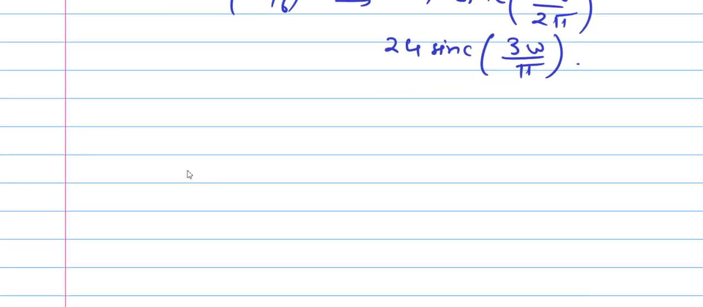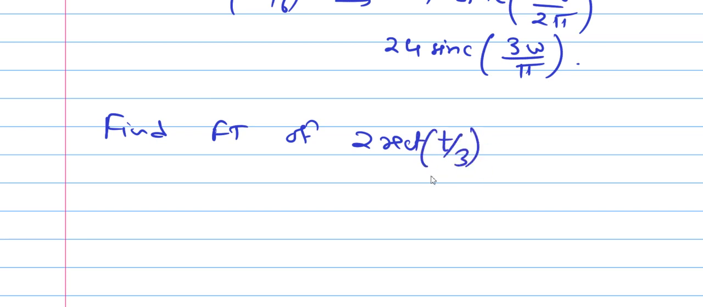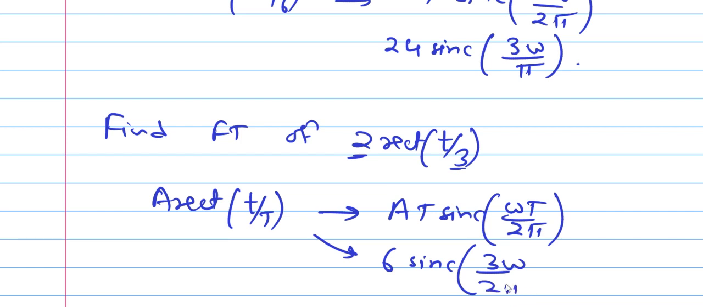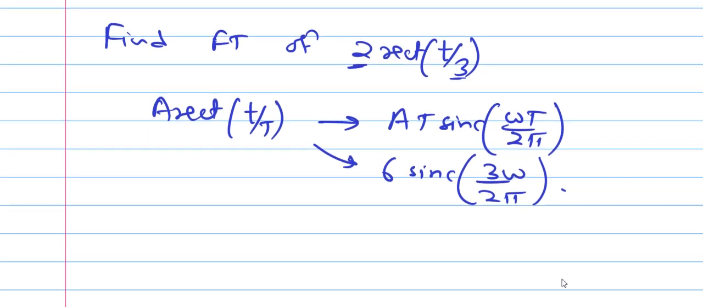One more question: find the Fourier transform of 2 rect of t by 3. So A is 2 and capital T is 3. A rect of t by T has Fourier transform A T sine of omega T upon 2 pi. I hope you have got the answer. Please verify your answer: 6 sine 3 omega by 2 pi. This is the Fourier transform answer for 2 rect of t by 3.